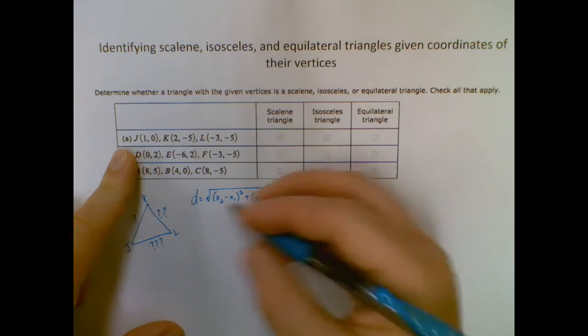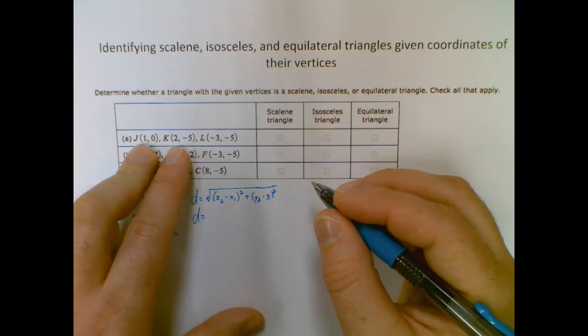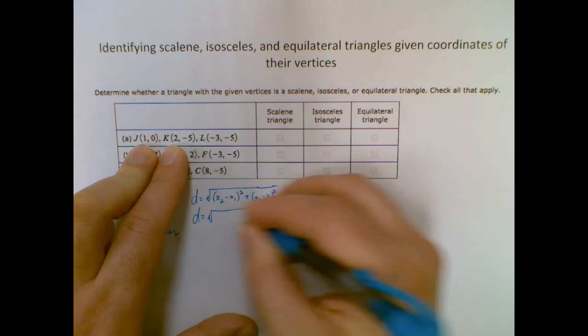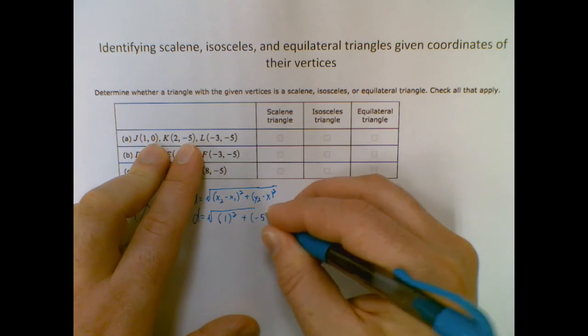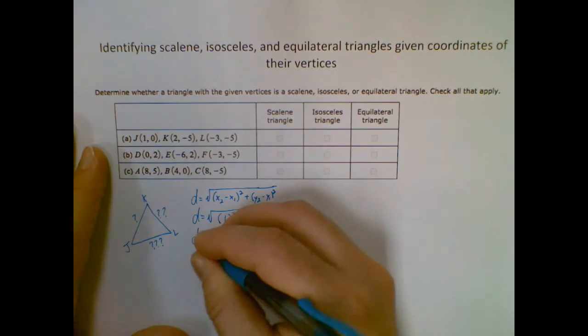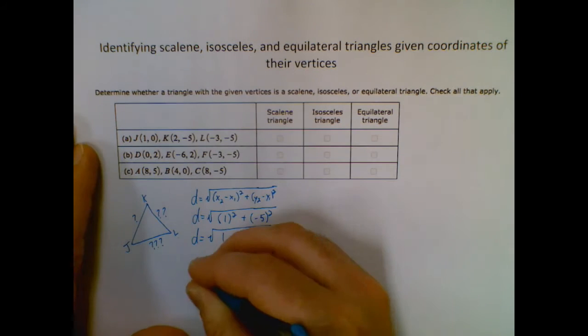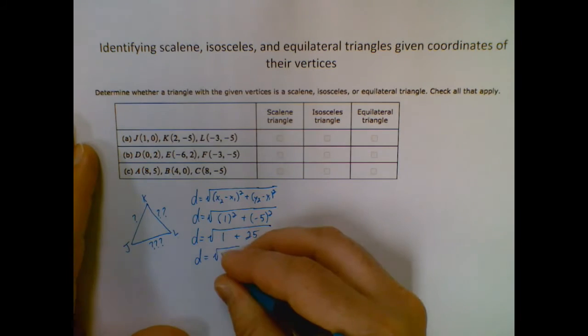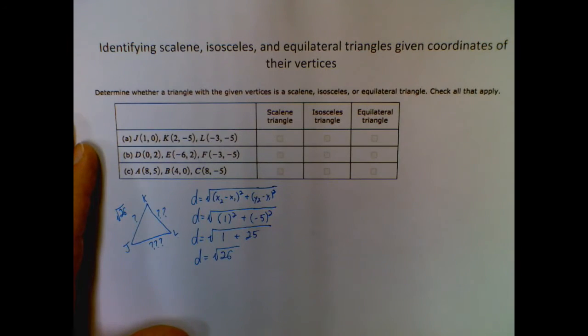So I need the difference in my x's. If I'm looking at J and K here, I'm going from 2 to 1, so that is 1 squared. Here, I'm going from -5 minus 0, which is -5 squared. So 1 squared is 1, -5 squared is 25. So I should end up with the square root of 26. And for this application, it's probably easier if you don't try and get a decimal here. Just leave it as the square root of 26. It's going to save you a little bit of time and actually be easier to interpret.